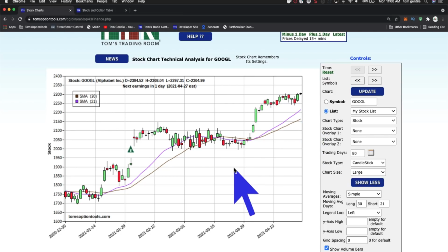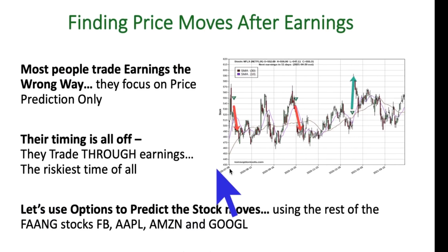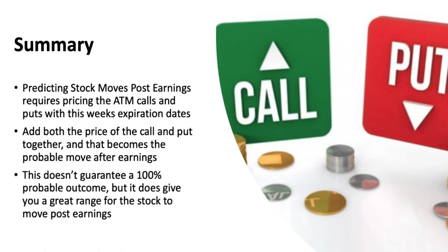All right. So once again, to really sum up what we've done here, if you just take a quick look at the summary: predicting stock moves post-earnings, that means right after the earnings are reported, requires pricing the at-the-money calls and the at-the-money puts with this week's expiration date. We just did that with Facebook, Apple, Amazon, and Google. Number 2, add both the price of the calls and puts together. And that becomes the probable move above and below the current stock price prior to the earnings. And then number 3, this is not going to guarantee a 100% probable outcome, but it does give you a great range for the stock to move post-earnings.